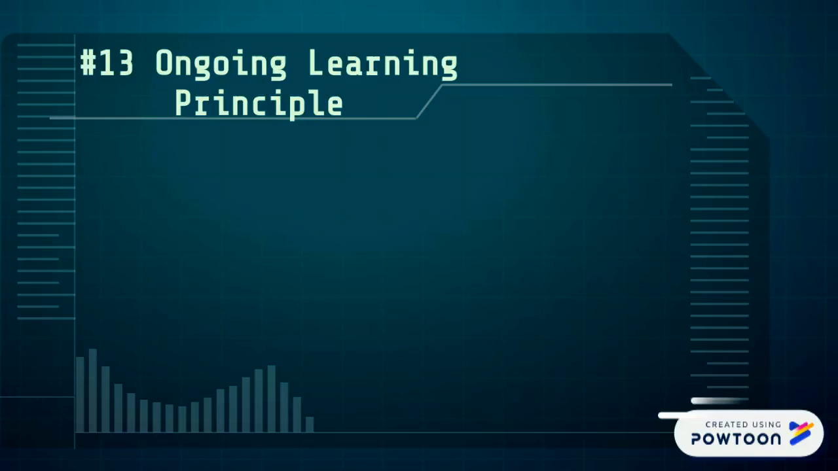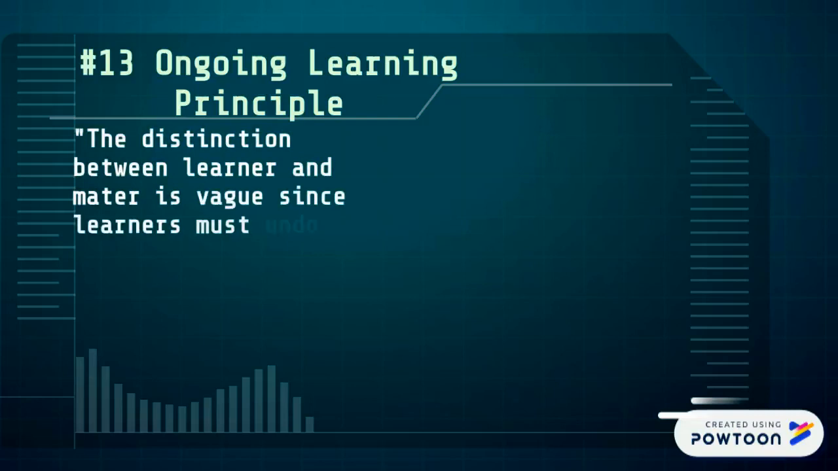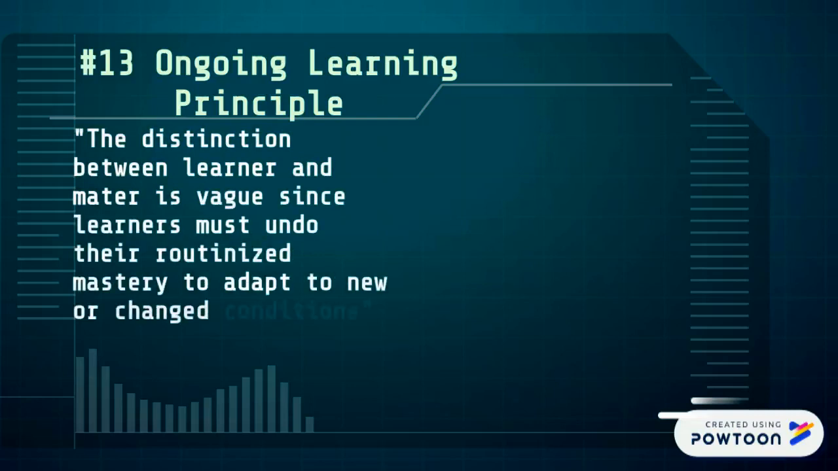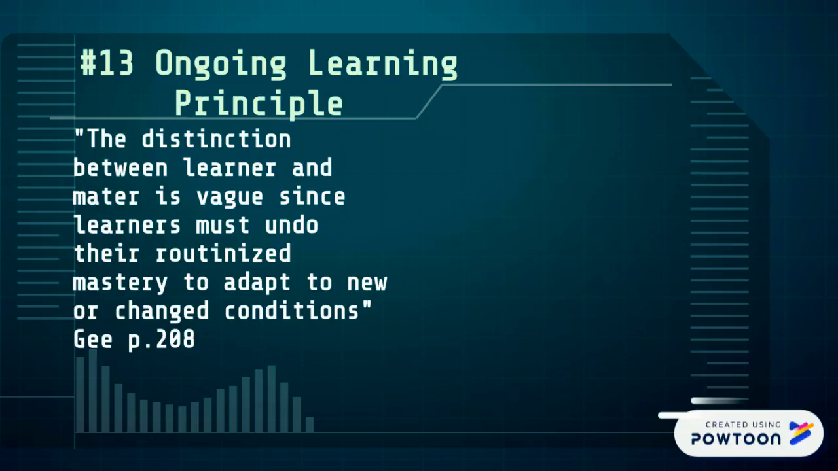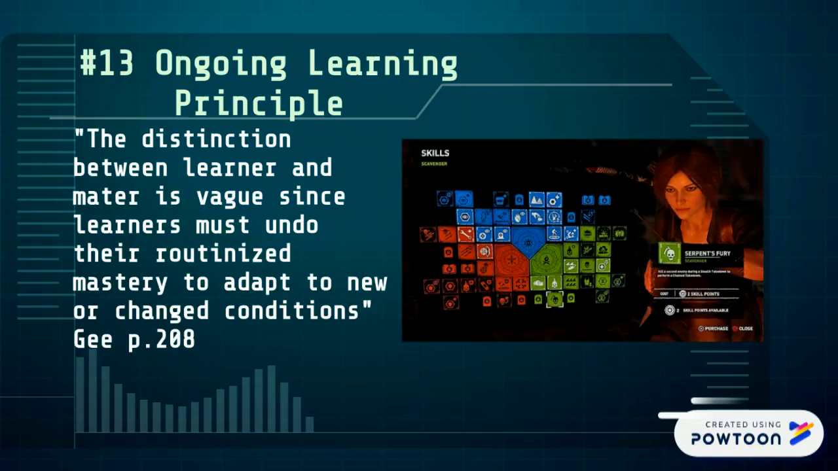Number 13, ongoing learning principle. The distinction between learner and master is vague, since learners must undo their routinized mastery to adapt to new or changed conditions. In video games, players are offered ample opportunities to sharpen and build upon skills that are demonstrated throughout the game at various levels. This allows the learning player to rethink their routinized mastery of the skill, enabling them to move on in the game.